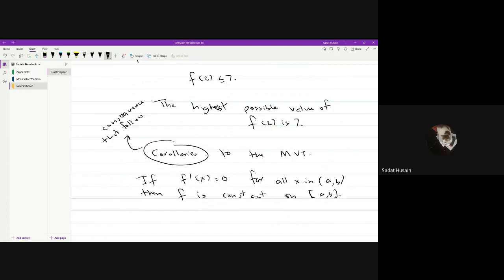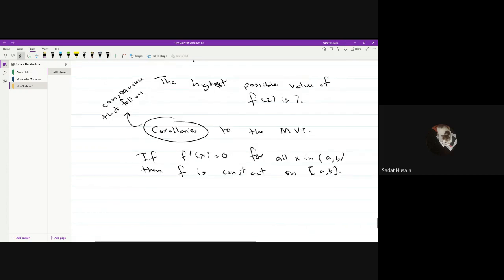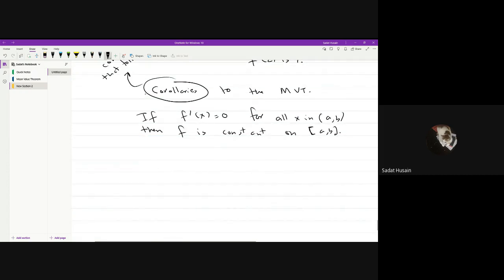But there is one small difference here. If the derivative is 0 in the open interval (a, b), then f is constant in the closed interval [a, b], and this follows from the mean value theorem. How does it follow from the mean value theorem? So if f prime of x is 0, right?